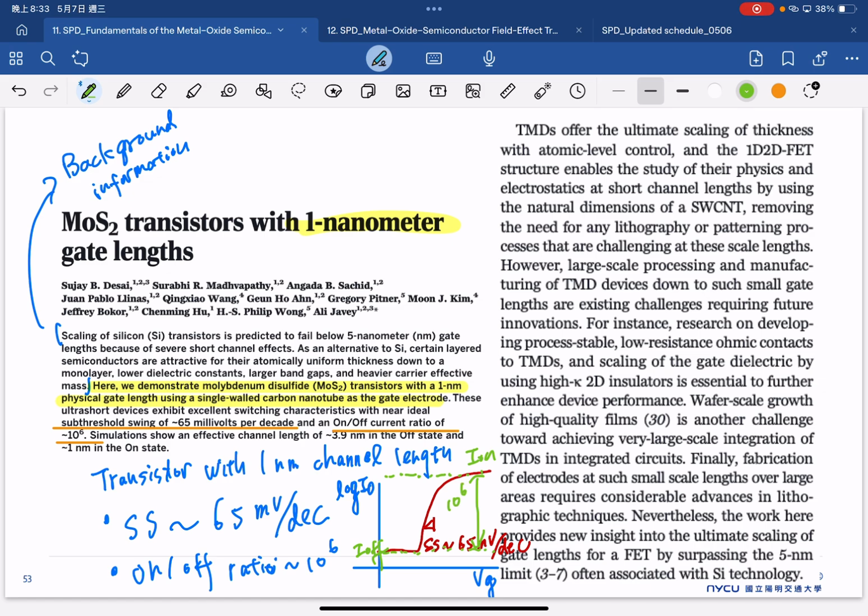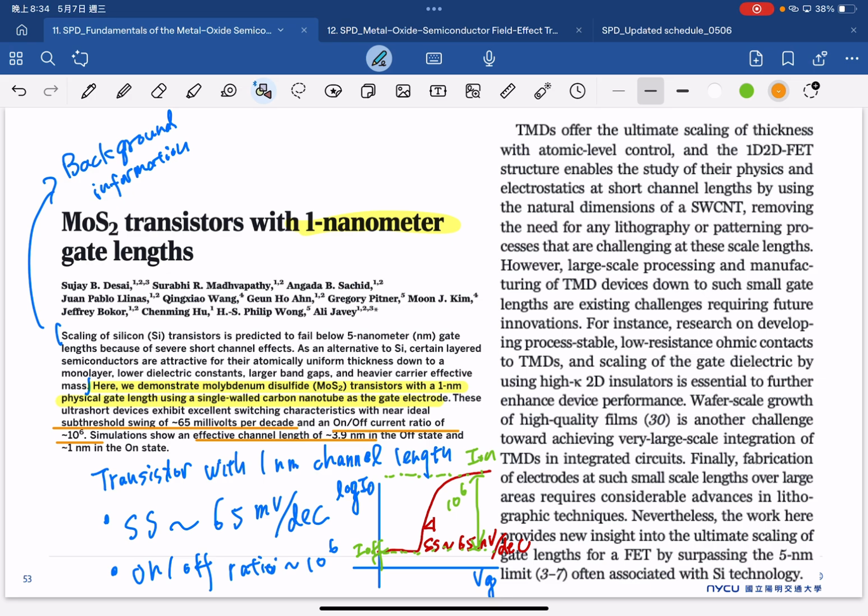So again, what we have been lecturing in this class are in the end still very important parameters that every semiconductor professional pays a lot of attention to. For example, SS, the on-off ratio, mobility, and so on. And also, one more thing, the simulation shows that the effective channel length here is 3.9 nanometer in the off state and 1 nanometer in the on state. So again, the concept of the channel length here.